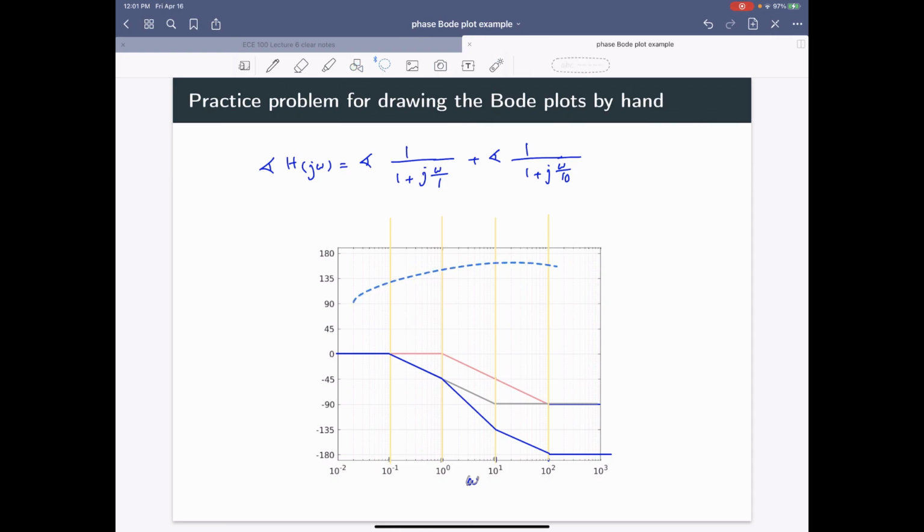Okay, this is a duplicate of that page. I'm removing all of the guidelines. This is going to go away. So that's the phase of H of j omega, or phase graph, phase of H of j omega in degrees. All right, and that should be my omega. All right, so that's the phase graph, phase Bode plot for this H of j omega, or for the given transfer function.